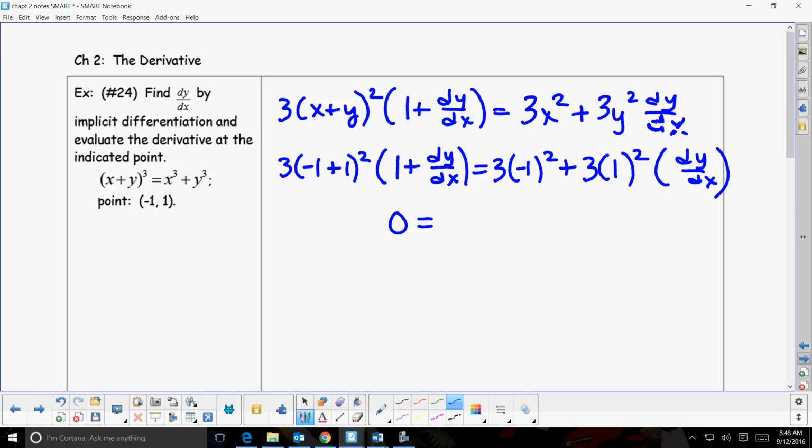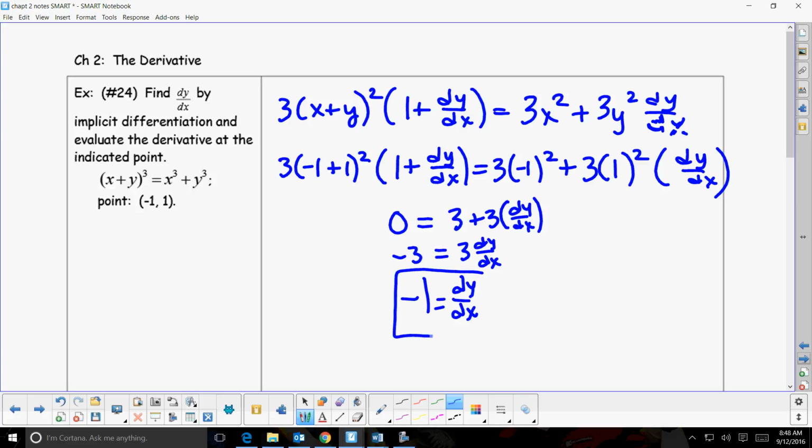Go to 0. You can plug it in at the end or now or whenever you want. You can plug it in at any point in time. You guys all solve for dy dx? If you solve for dy dx, I have what that is.